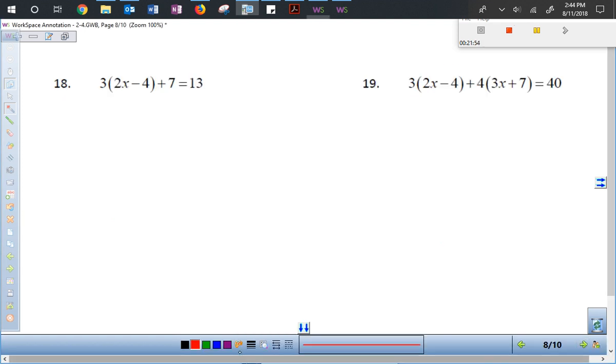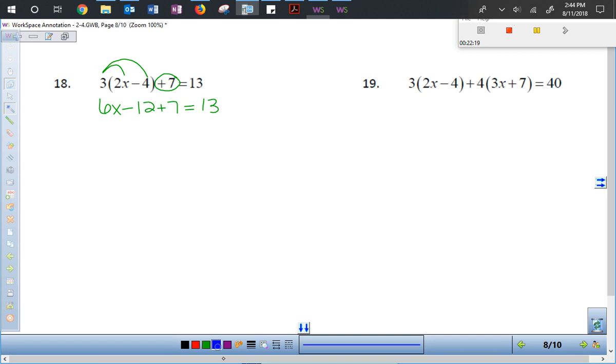Number 18, it looks like we've got a little bit of distribution. So let's see what happens when I distribute. 3 times 2x is 6x. 3 times negative 4 is negative 12. But notice this plus 7 here is not inside the parentheses, so we can't distribute the 3 to that 7. Instead, we just have to bring it right on down. So we should get 6x minus 12 plus 7 equals 13.